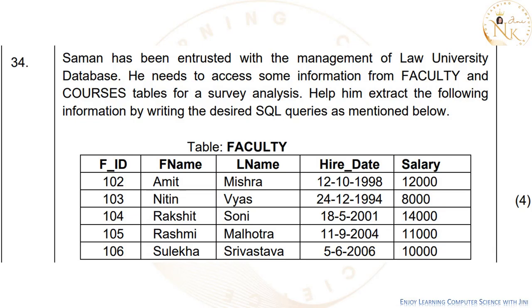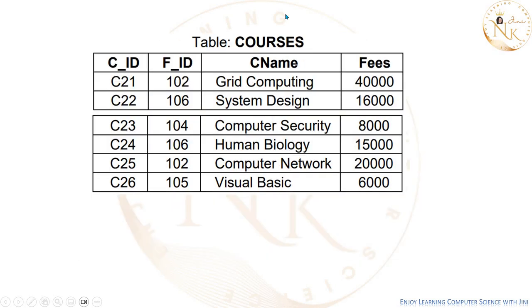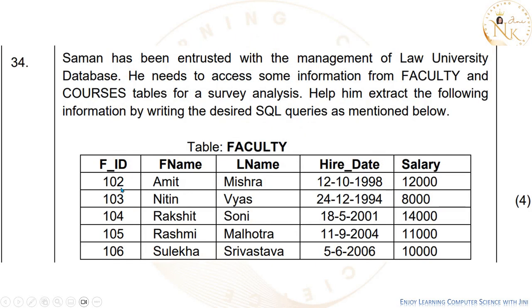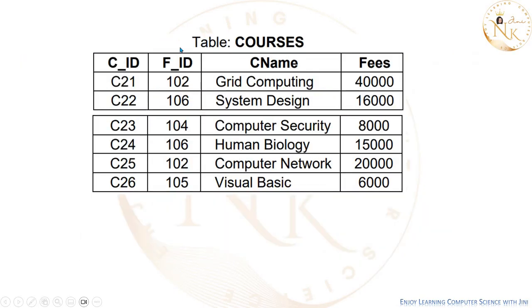Next question. It is an SQL based question. Someone has been entrusted with the management of a law university database. He needs to access some information from the faculty and courses tables for a survey analysis. Help him extract the following information by writing the desired SQL queries as mentioned below. There are 2 tables given: one is faculty and the other one is courses. The faculty table has FID, FName, LName and so on. The courses table also has CID, FID, which is a common column, CName and fees.